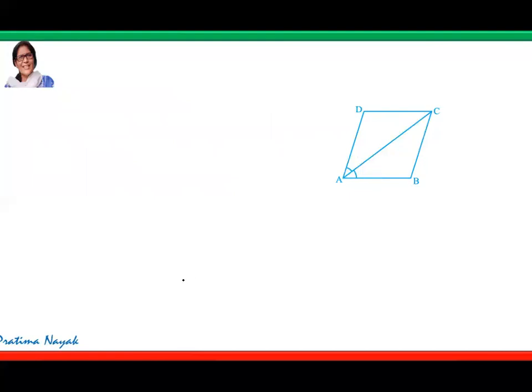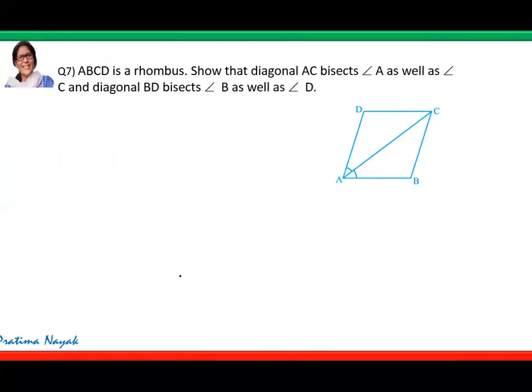Question number 7. ABCD is a rhombus. It is already given it is a rhombus. Show that the diagonal AC bisects angle A as well as C, and diagonal BD bisects angle B as well as D. So ABCD is a rhombus. Rhombus means AB is equal to BC is equal to CD is equal to AD. So I'll write given. What is given? Given AB is equal to BC is equal to AD is equal to CD.